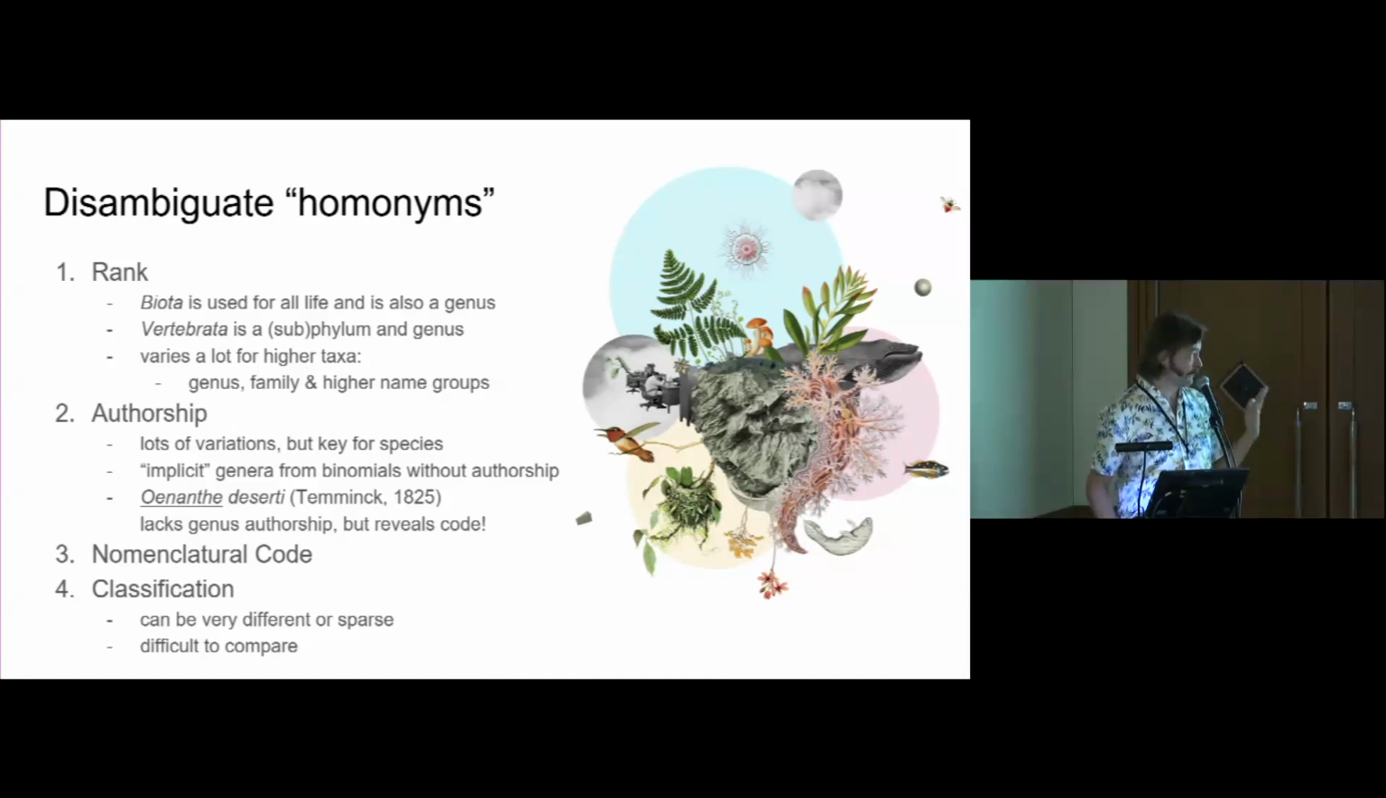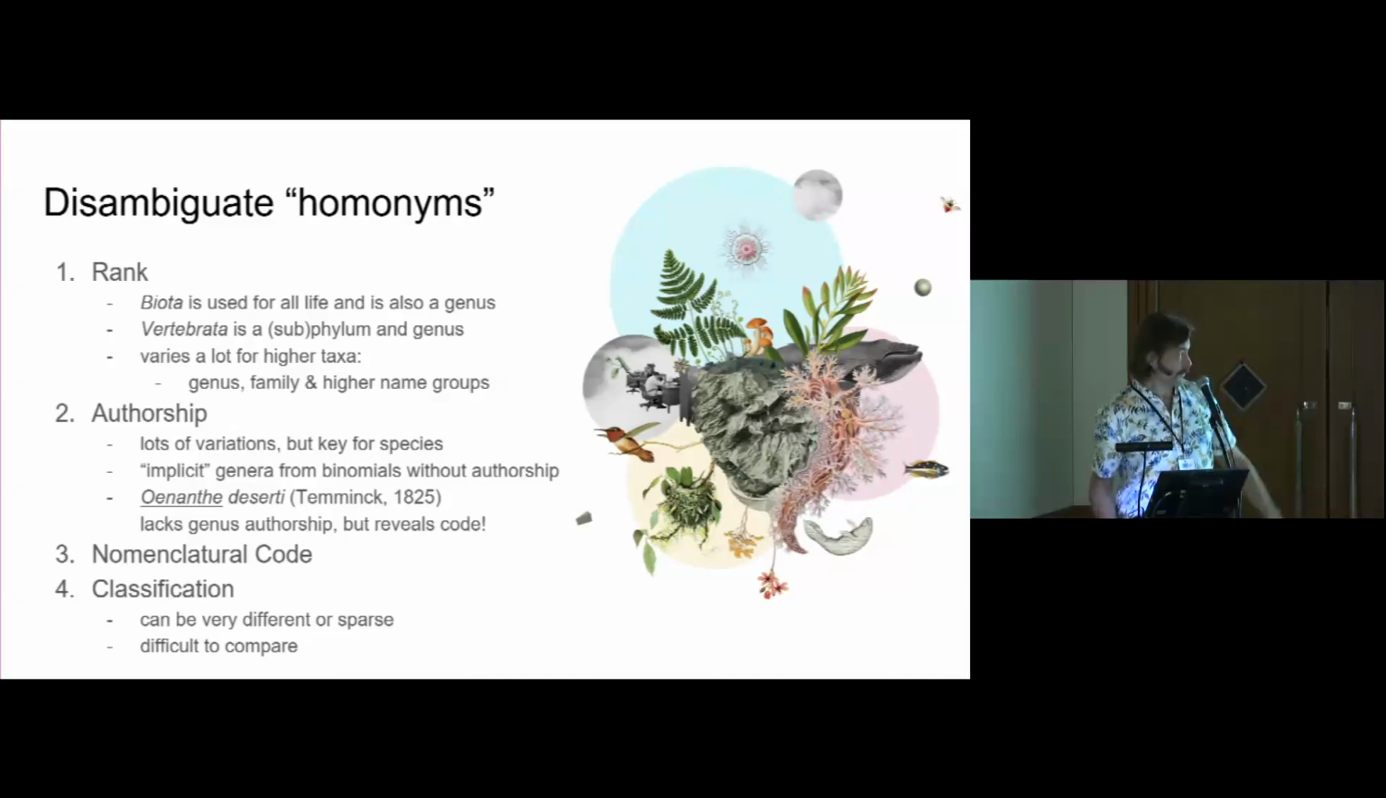Authorship, if existing, is obviously a way to disambiguate. That's really important for species. But with genera, you often just see a species name and you have to somehow place it with the implicit genus that is part of the species, and that obviously does not come with the authorship. It comes with the authorship of the species, but not with the genus itself.